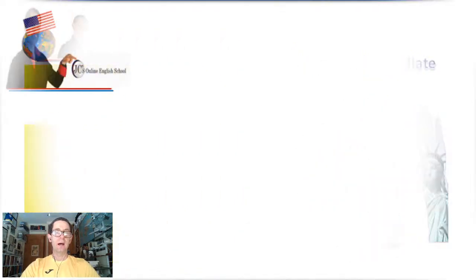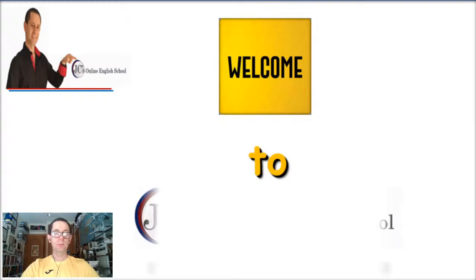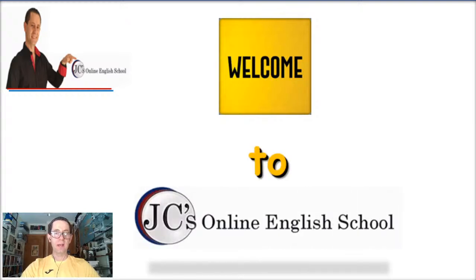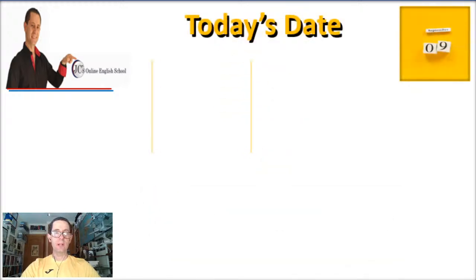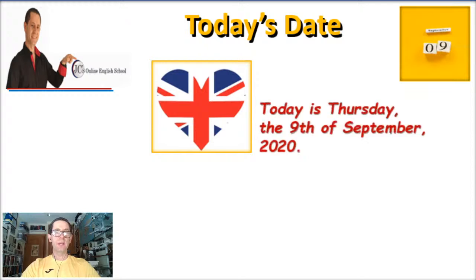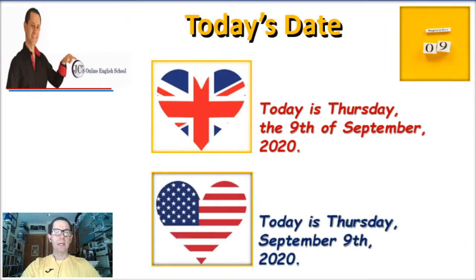Okay, let's move on. As usual, welcome to JC's Online English School. All right, it's a pleasure for me to have you here today. Now today's date, as usual. First British. Today is Thursday, the 9th of September, 2020. Okay, Americans. Today is Thursday because the day is the same. September 9th, 2020. British, once again, today is Thursday, the 9th of September, 2020. American, today is Thursday, September 9th, 2020.